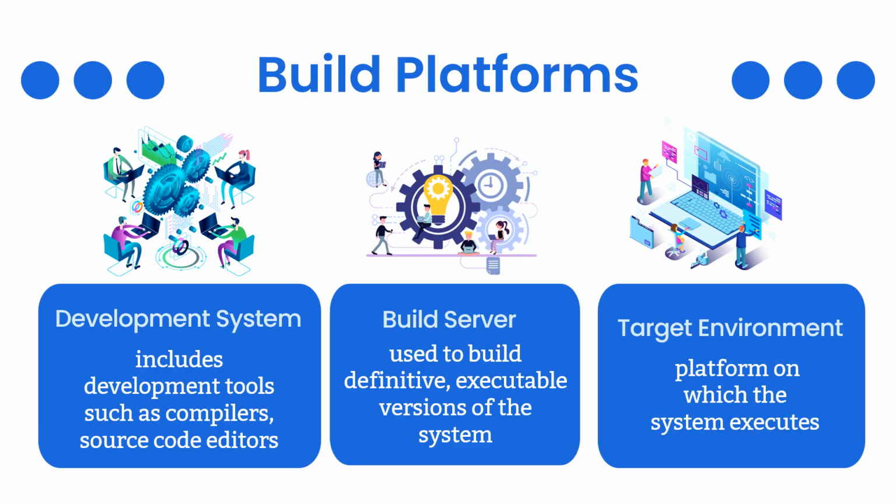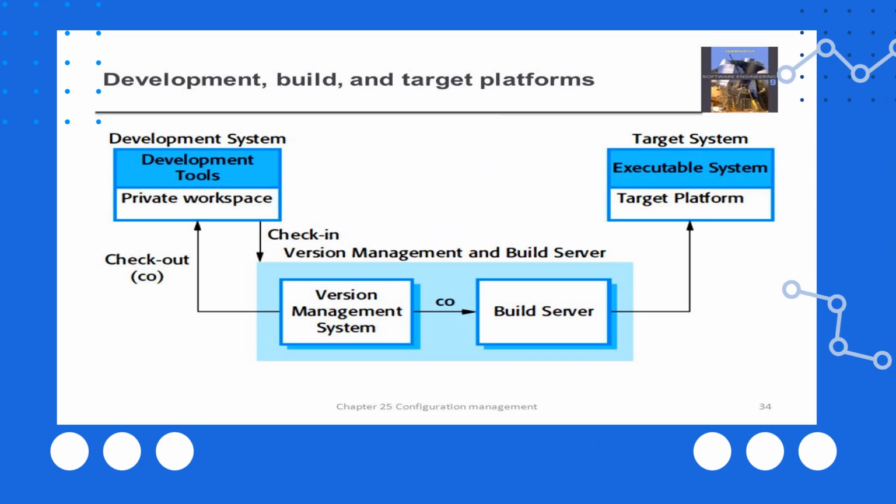These are the three build platforms. First, we have the development system, which includes development tools such as compilers and source code editors. Then we have the build server, which is used to build definitive executable versions of the system. Last, we have the target environment. This is the platform on which the system is executed. This is the diagram of the build platforms.